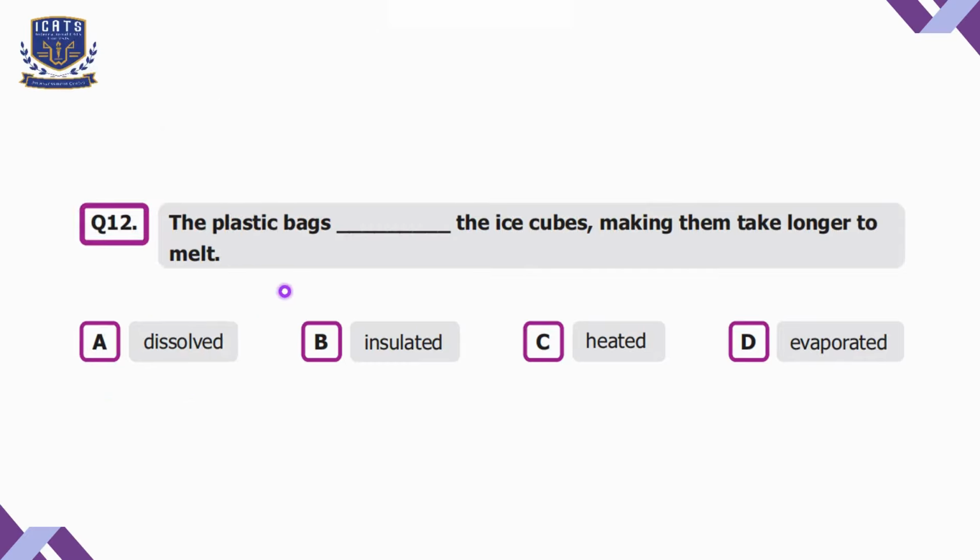Question number 12. The plastic bags dash the ice cubes, making them take longer to melt. Option A is dissolved, option B is insulated, option C is heated, and option D is evaporated. The plastic bags acted as insulators, which reduced the transfer of heat from the surrounding environment to the ice cubes. So this slowed down the heat transfer that caused the ice cubes to take longer to melt, and it is mentioned through the data as well that if we increase the plastic bags, it slows down the melting time. So the correct option is insulated. So we'll select option B here.